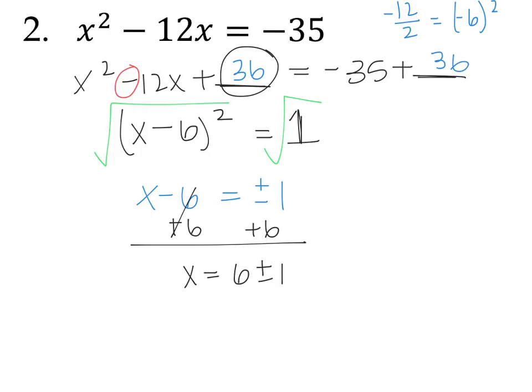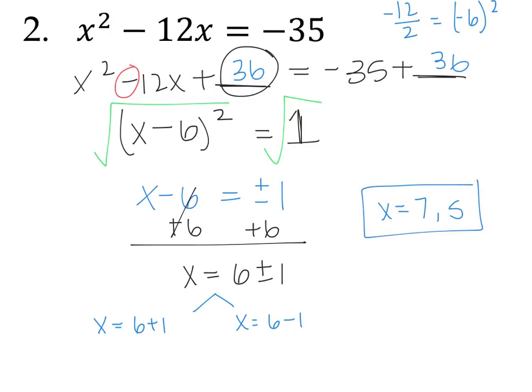Again, we can break that into those two solutions, so we've got x equals 6 plus 1, x equals 6 minus 1. That would give me x equals 7 or 5. Either one of those would be solutions for this problem.